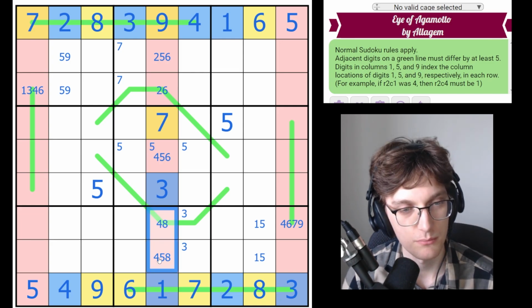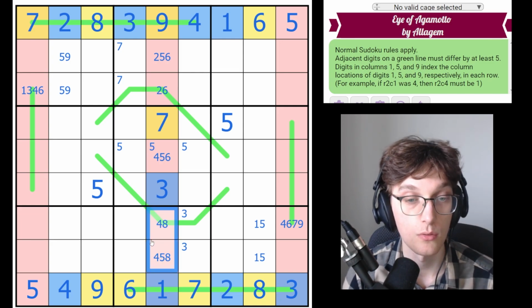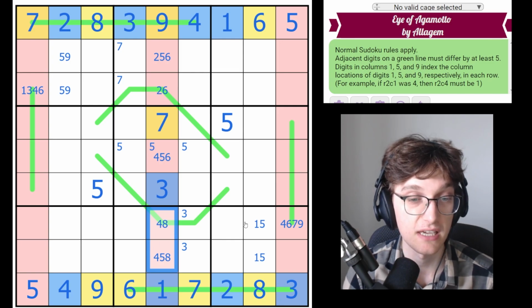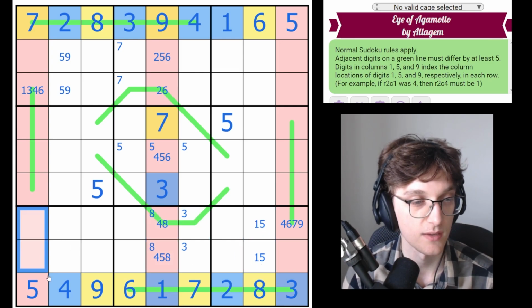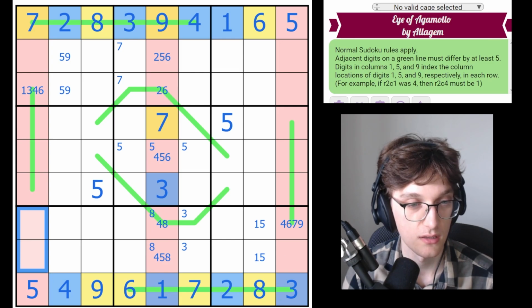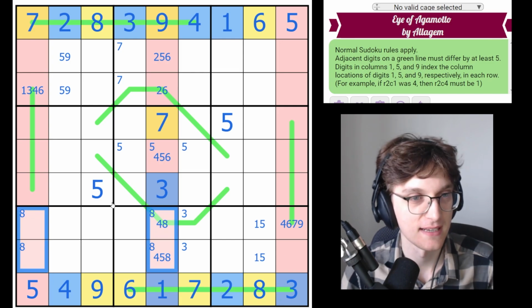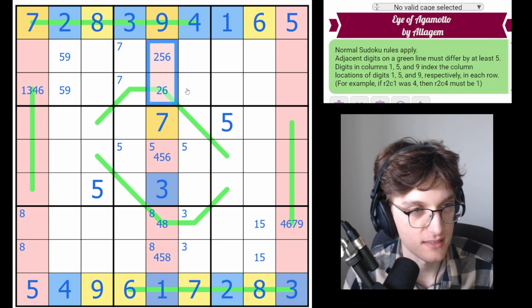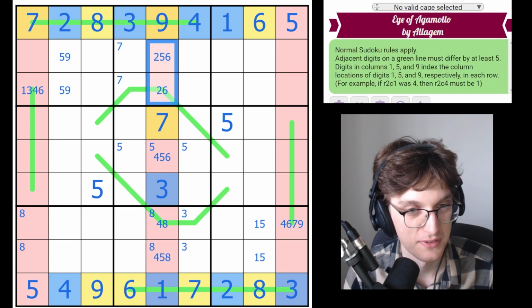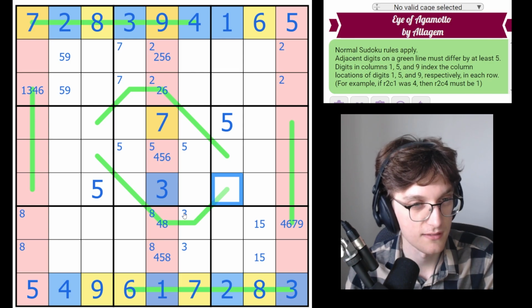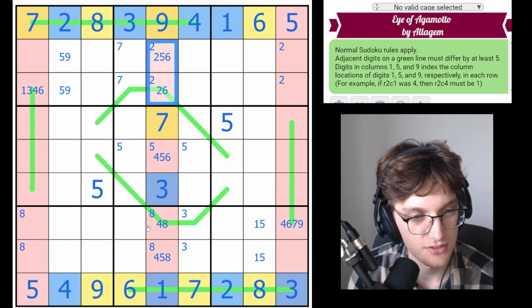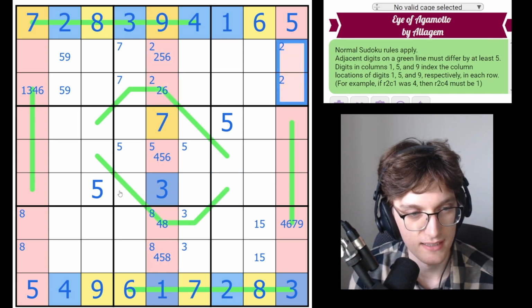Oh, and these can't be... Oh. No, one of these has to be 8. If one of these has to be 5, then one of these has to be 8. Oh, right. And then one of these has to be 8 as well. So we have an X-wing of 8s here. And then it's the same thing here. One of these is 2, and one of these is 2. Holy cow, this is getting a little wild. I mean, I guess we already knew this 2 and 8 info, but I think these are the new ones here.